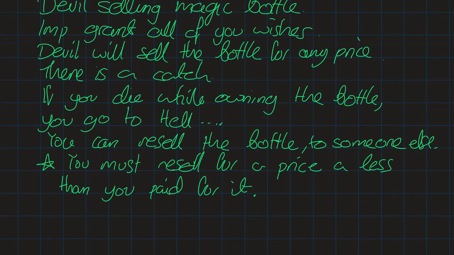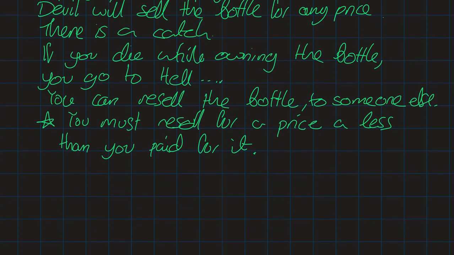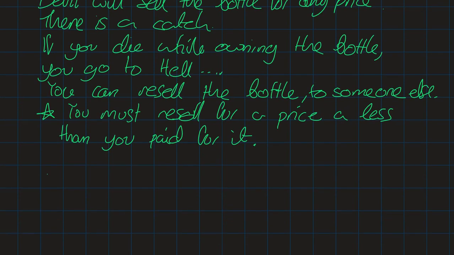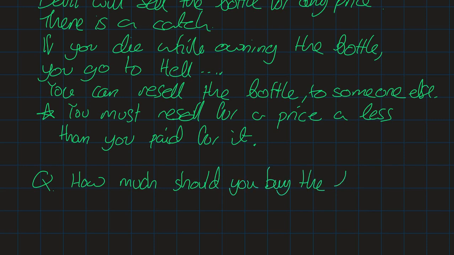So this is the premise of the story, and the question I want to ask is, how much should you buy the bottle for? Now remember, this bottle grants all your wishes. You could wish to be a millionaire or a billionaire or a trillionaire, or all of them. You could wish for all the money in the world. You could make any wish you want. So how much should you buy the bottle for?